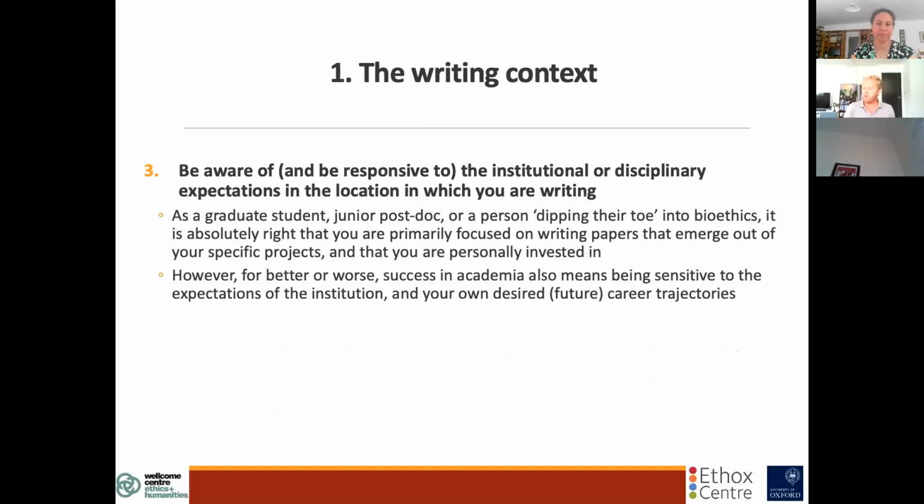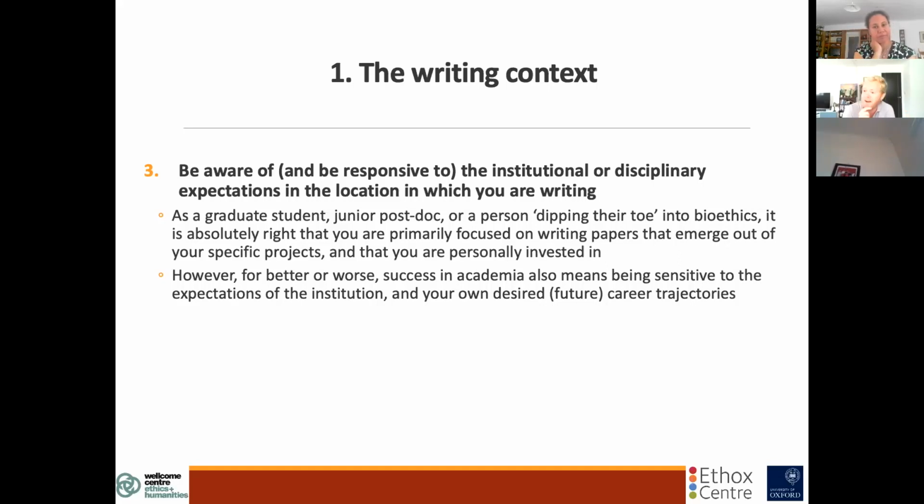Okay, and now a few points I want to make just about this idea of the situatedness of our writing activities. It's quite right when you're early in your career as a graduate student or postdoc or somebody who is perhaps just testing out their interest in bioethics projects, that you are primarily focused on writing papers that come out of that project work that you're doing. Your PhD, your research fellowship, your what do they call them in the GHBN? Is it the bursary projects? I think they're called something like that. The mini projects that get funded to do a little piece of research. You're invested in those. They're the primary focus of your attention.